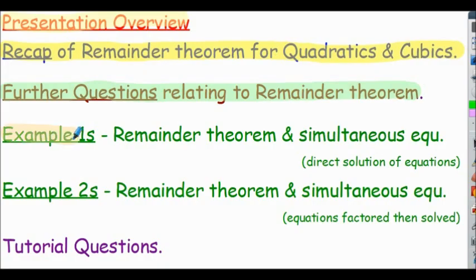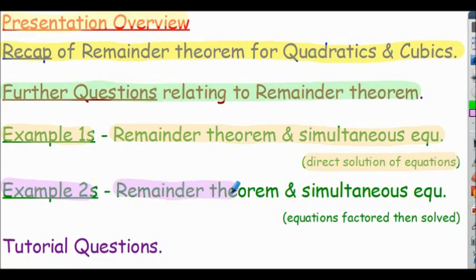Then we have example 1s. We're going to use remainder theorem here to generate two simultaneous equations. In example 1s, we will solve the equations using a direct solution. And in example 2s, again we're going to generate two simultaneous equations using remainder theorem, and the solution of these simultaneous equations is just slightly more complicated in example 2s.